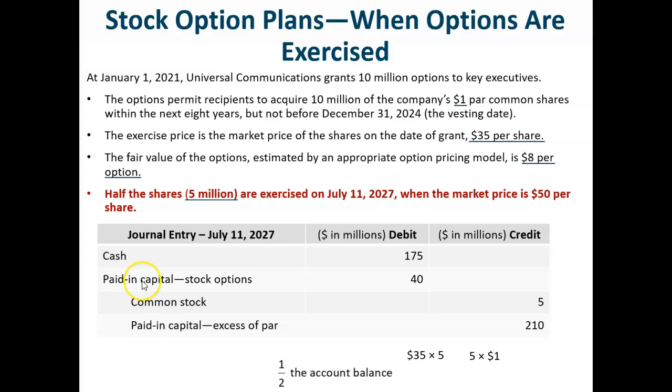They must debit paid-in capital stock options for half the balance in the account because half the options were exercised. So they debit paid-in capital stock options for $40 million. Then the company credits common stock for $5 million. That's 5 million shares issued times $1 per share par value. The final entry is to credit paid-in capital in excess of par, $210 million to balance.